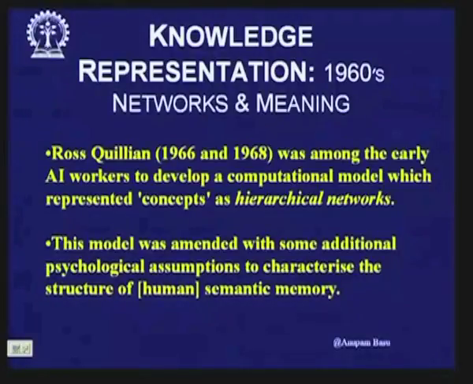And so, this slide, as you see, has been titled as the thoughts about knowledge representation in the 1960s, and also the subtitle is networks and meaning. That means that here we try to represent the different concepts in the form of a network, and also try to capture the meaning of the different concepts in a network structure. We will see how, but what Quillian tried to do is to represent different concepts as a hierarchical network.